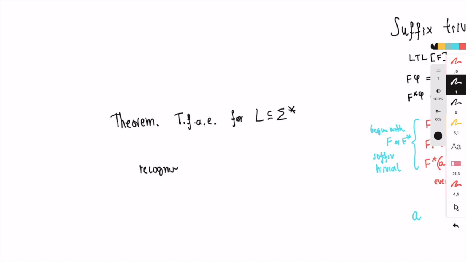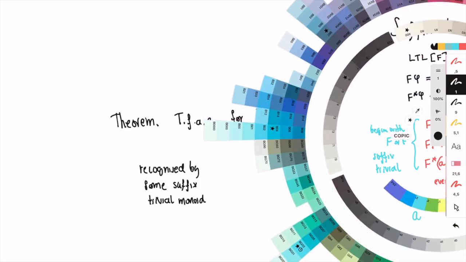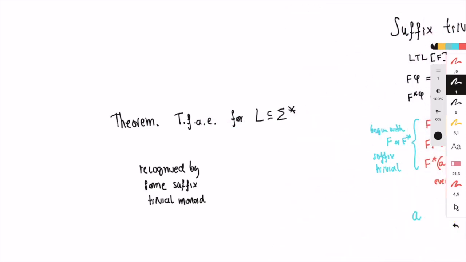Recognized by some suffix trivial monoid. All of the monoids here are going to be finite, so it's a finite suffix trivial monoid. Let's write another one which is kind of obvious, but it's maybe useful to remember this. The syntactic monoid is suffix trivial.